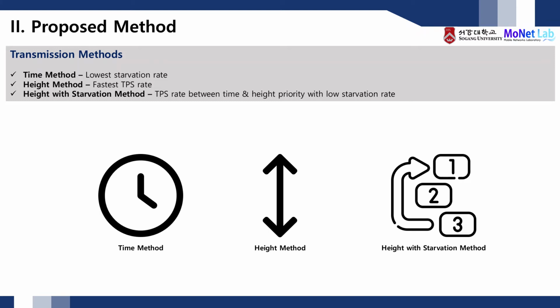The last method, height with starvation method, would be a method in between time and height. This shares the same priority with the height method, except transactions that have experienced starvation would have the highest priority, even higher than transactions at the root level. This method enables maintaining a moderate rate of TPS while handling the starvation problem that occurs during transmission.